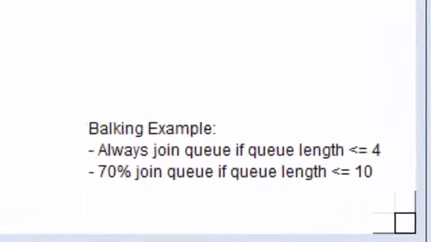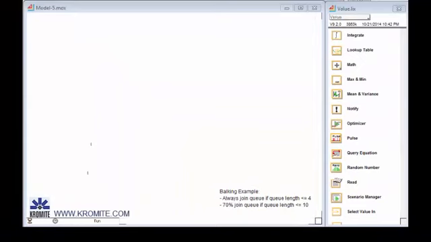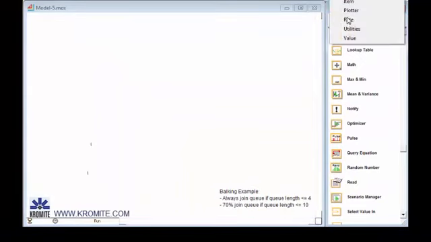So in this example, we're going to join the queue if the queue length is less than or equal to 4, or there's going to be a 70% chance that we join the queue if the queue length is less than or equal to 10. So as I'm sure you can imagine, this is often used in service systems like call centers, banking, retail establishments, that sort of thing.